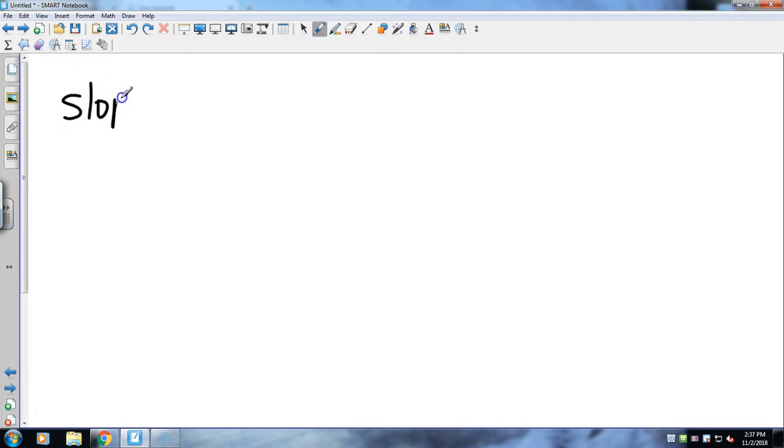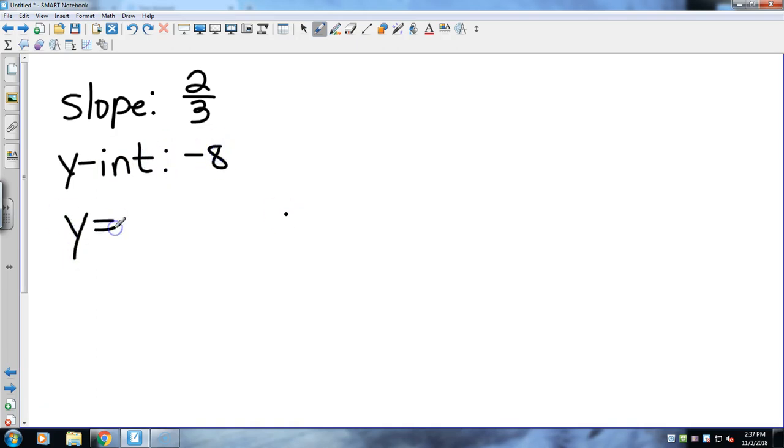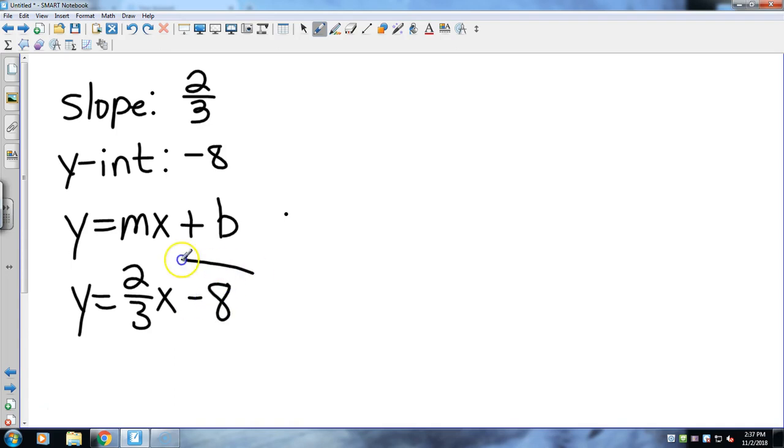And so very basic to start off, they're going to tell you the slope is 2/3 and the y-intercept is -8. So if I want to put that in y equals mx plus b form, the slope is going to go where my m is. So that is y equals 2/3 x, and the y-intercept is going to go where b is. Remember that plus a -8 is just -8. So that's slope-intercept form with a slope of 2/3 and a y-intercept of -8.